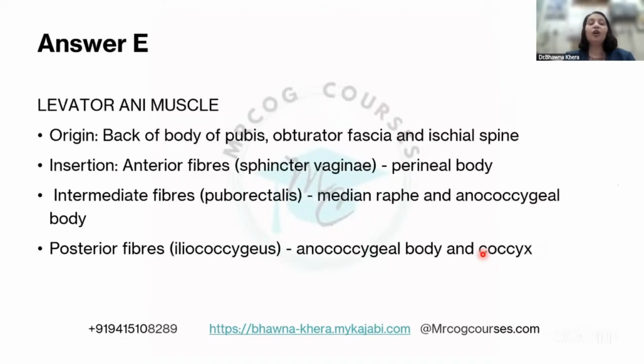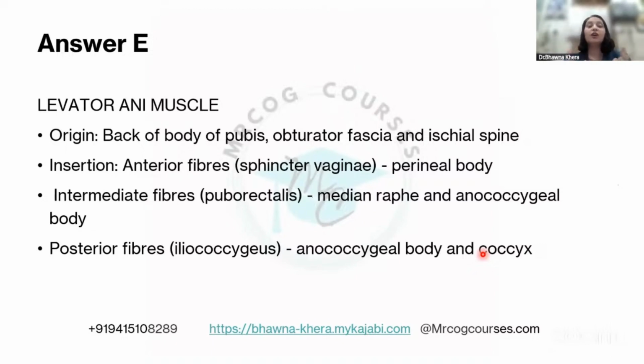Levator ani muscle originates from the back of the body of the pubis, obturator fascia, and the ischial spine, and it inserts in the perineal body. The anterior fibers go around the vagina, form the sphincter around the vagina and go to the perineal body. Intermediate fibers form the median raphe and the anococcygeal body, while the posterior fibers, the iliococcygeal, come from the posterior to the center and form the anococcygeal body and the coccyx.